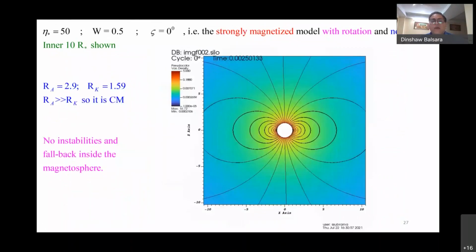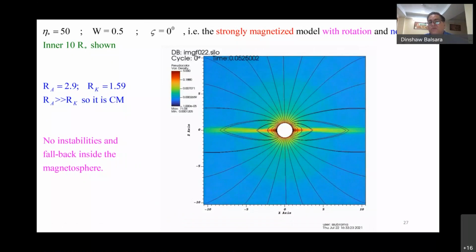So now let's see what happens if we have a much larger magnetic field, so that our Alfvén radius is 2.9, whereas our Kepler radius is 1.59. And we have a very strong rotation. In that case, we expect to see a centrifugal magnetosphere where there's mass sloshing just between R_K and R_A. And let's go ahead and roll the movie.